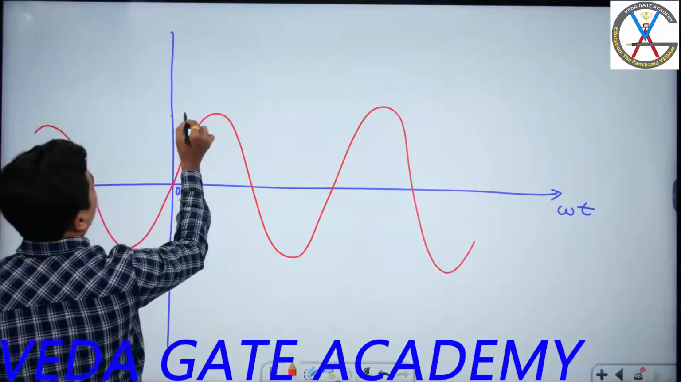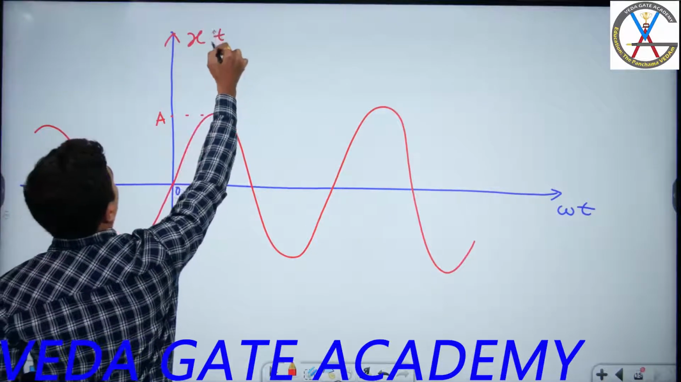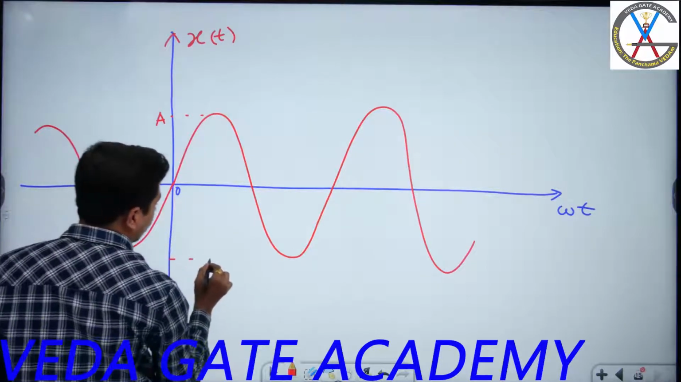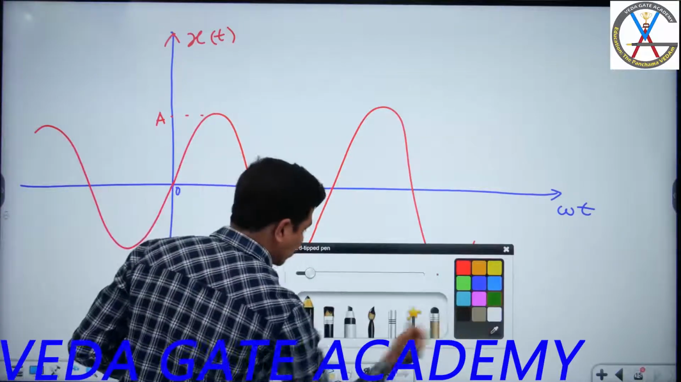What is this value? This value is plus A. This is x of t, the sinusoidal signal we have taken. This is minus A. And mark this.